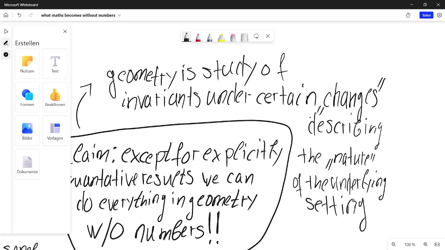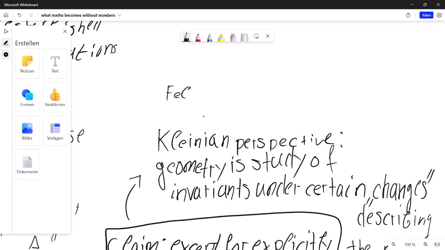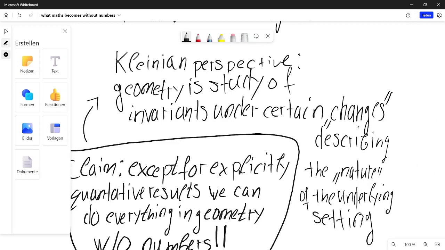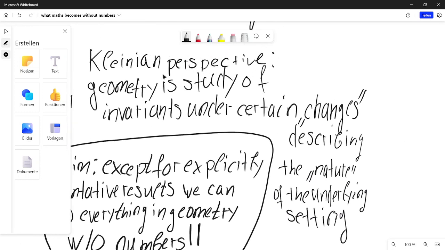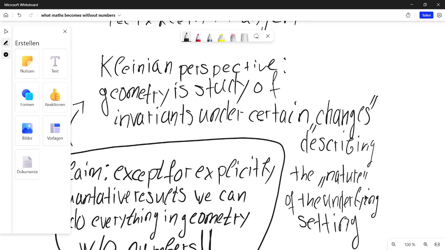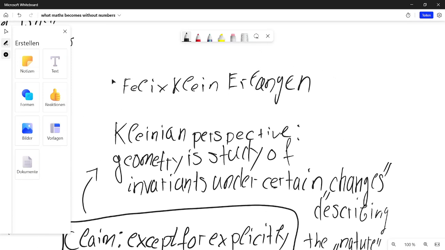This is of course not rigorous, but if you want a climbing perspective, you have to Google Felix Klein Erlangen. Of course this version is very artificial, but it gets you an impression without diving into what it actually is. I think it is a good description. Okay.